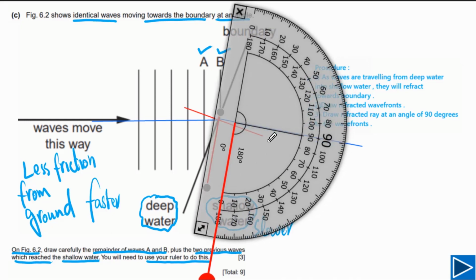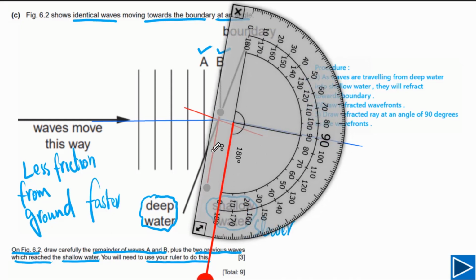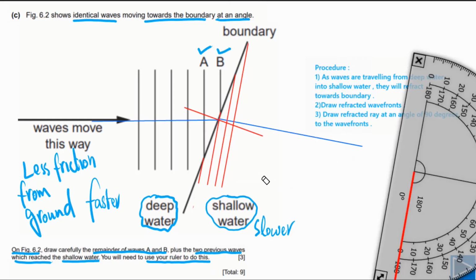We can extend this more and we can draw the next refracted ray. This is how we can draw our wavefronts, but we also need to draw an arrow on the refracted ray. So this is our refracted ray. This is how we need to draw the arrow. That's all for this question.